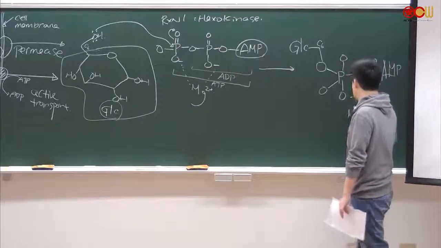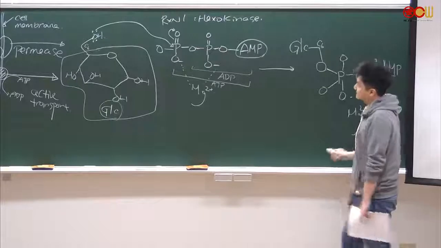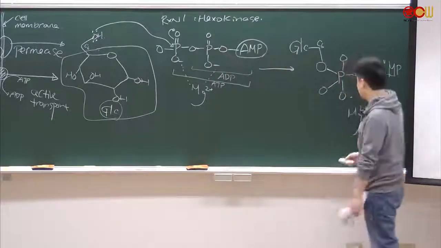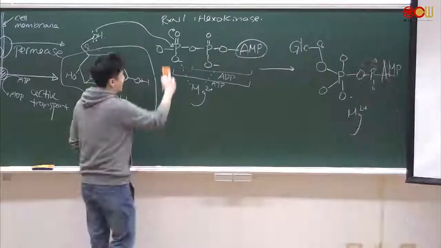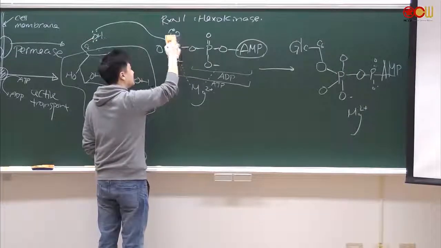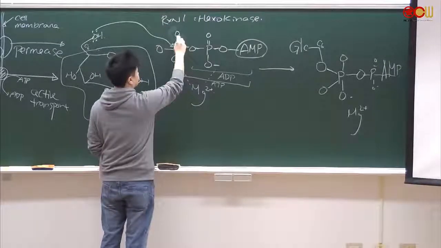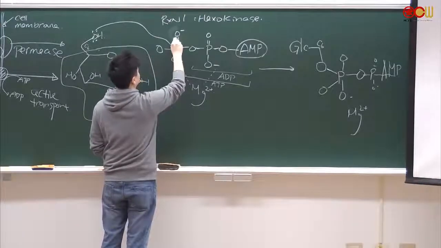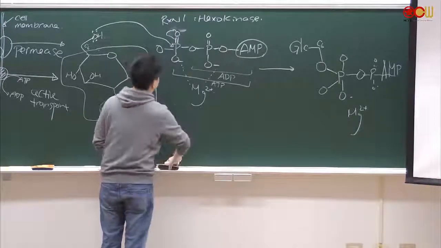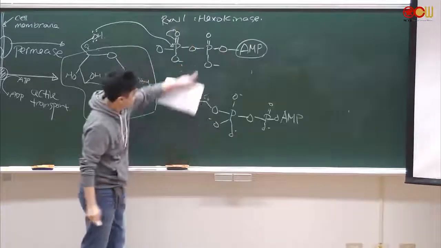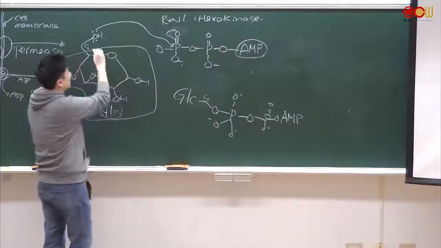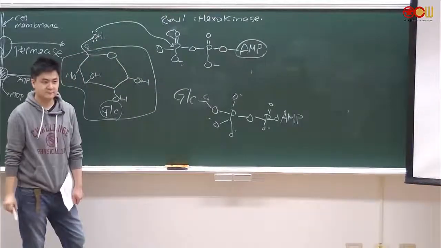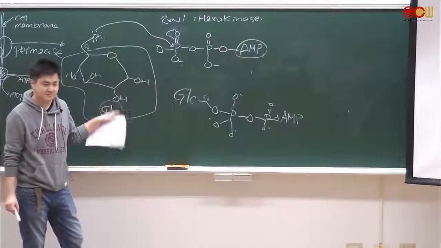The reason why enzymes can mediate the formation of this oxyanion looking thing is because you have a magnesium here. So it becomes like that. So pretty much that. You form a new bond between this oxygen atom and this phosphorus atom.